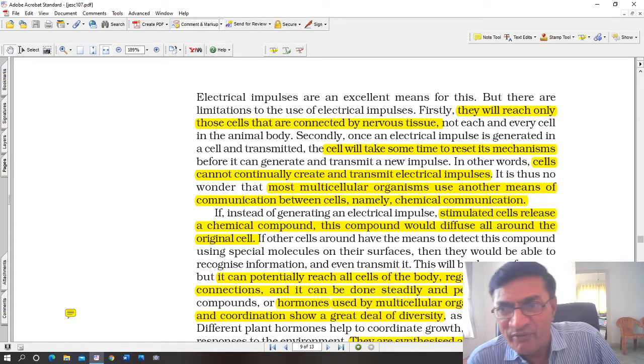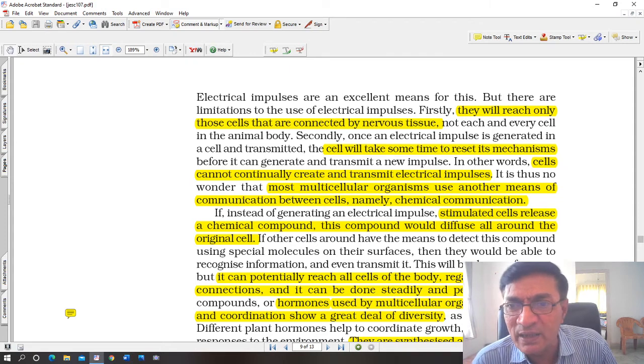Okay. First, they will reach only those cells that are connected by nervous tissue, not every single cell in the body. Secondly, once an electrical impulse is generated in a cell and transmitted, the cell will take some time to reset its mechanism before it can generate and transmit a new impulse. So the process is very slow. All right. In other words, the cells cannot continuously create and transmit electrical impulses.